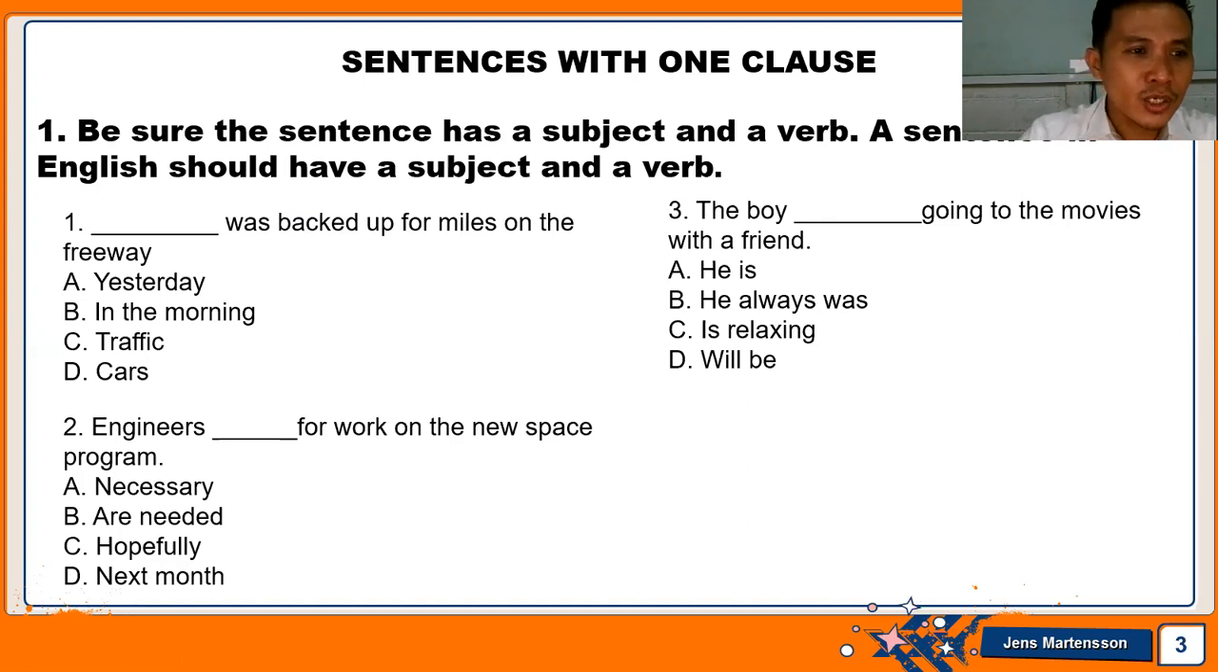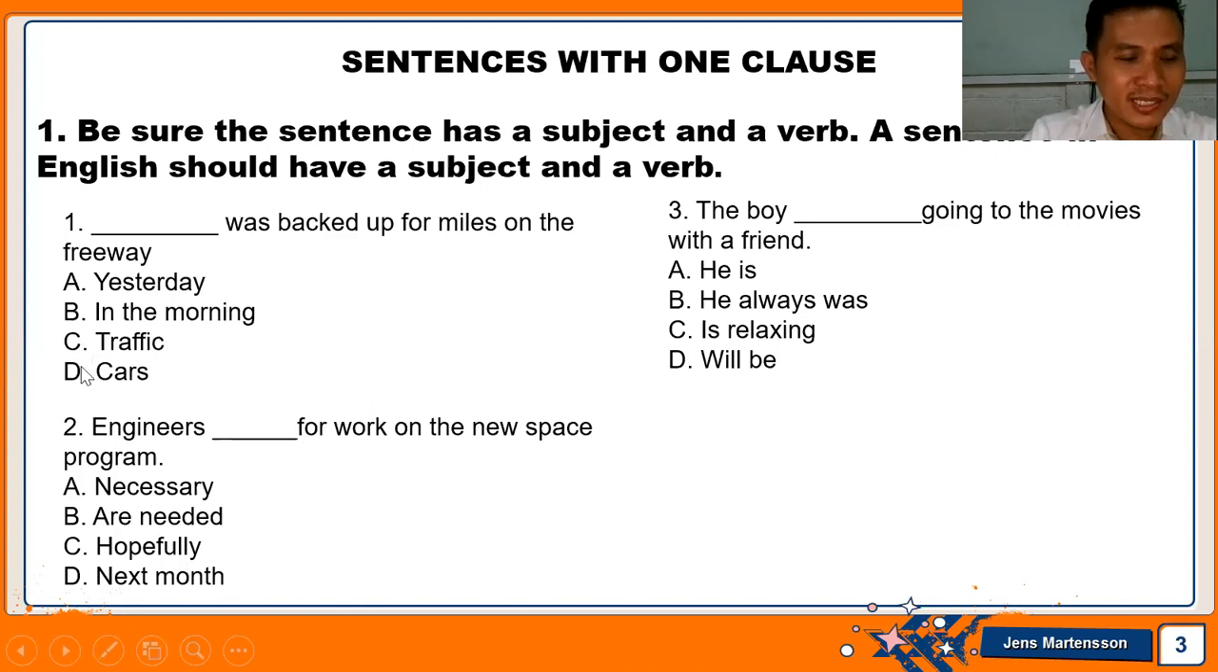So if you answer A, "Yesterday was backed up for miles on a freeway," does it make sense or not? Do you think yesterday can be a subject here? No, sir. It is an adverb of time, so it cannot be a subject. In the morning also is an adverb of time, so this cannot be a subject too. Are C and D possible to be subject, yes or no? Yes, sir. Because they are nouns.